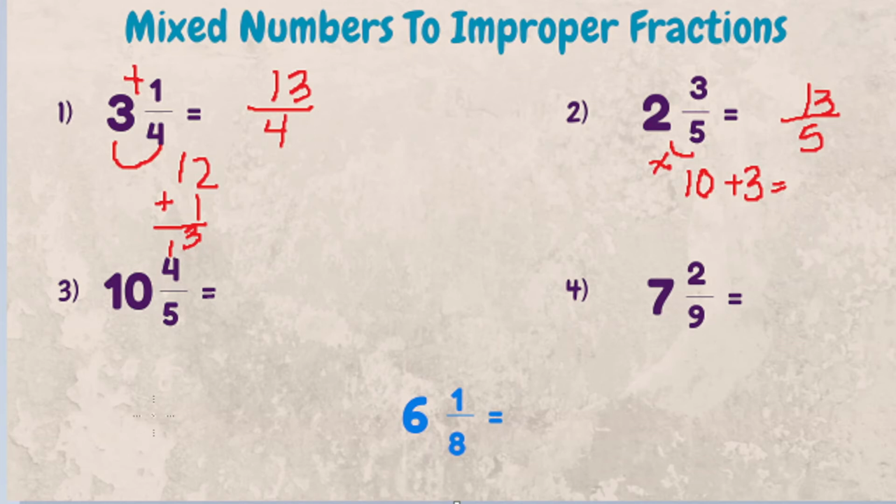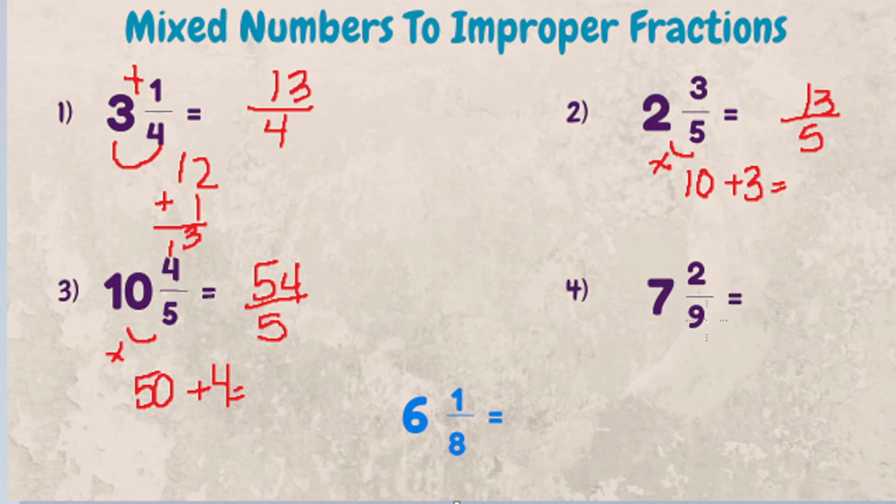Third example, 10 4/5. First step is to multiply. 10 times 5 is 50. We add 4. That is 54 over 5.